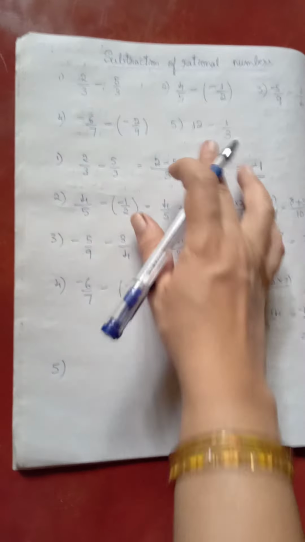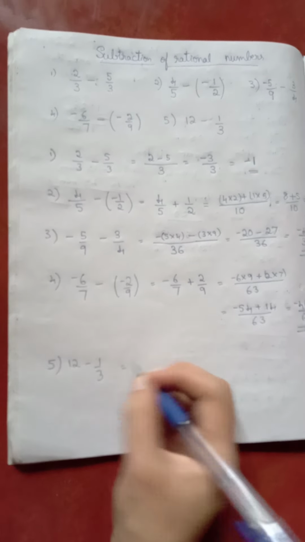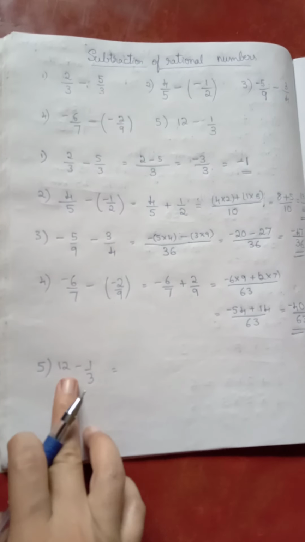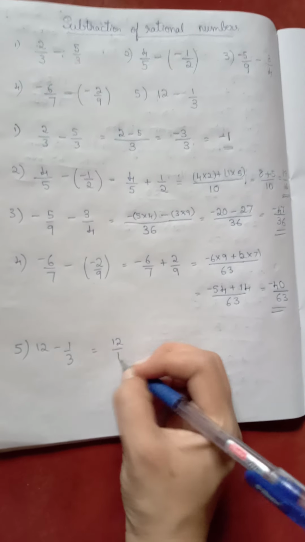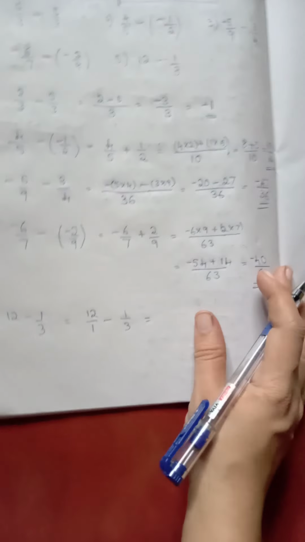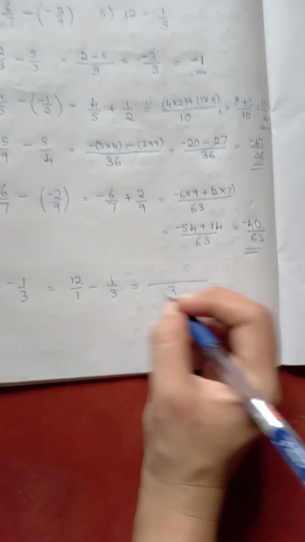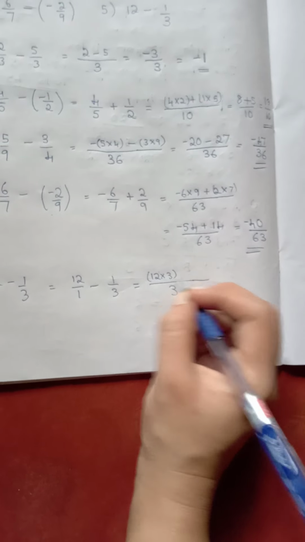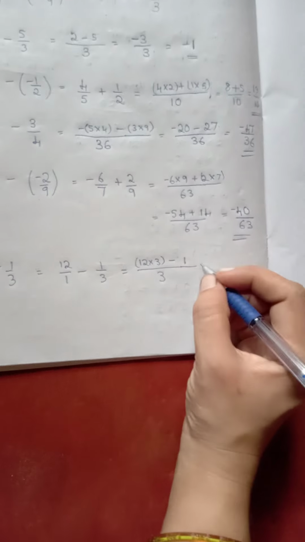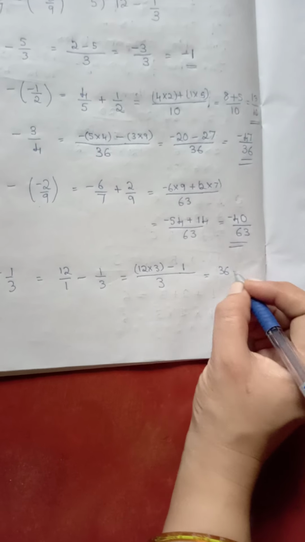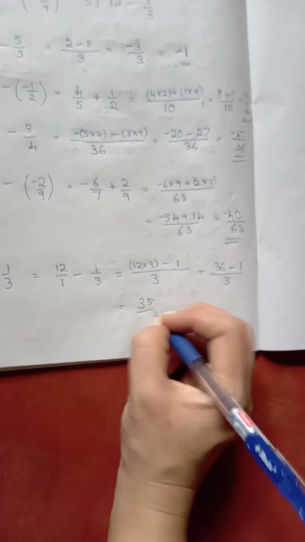Let us take the fifth question. 12 minus 1 by 3. So I have already told you in the previous video, if you don't have any denominator, you can write the denominator as 1. So 12 by 1 minus 1 by 3. LCM will be 3. 1 into 3 is 3, so 12 into 3 minus 1 by 3. 12 threes are 36. 36 minus 1 divided by 3. So the answer will be 35 by 3.